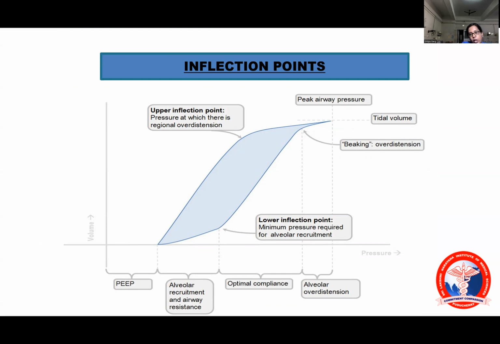Something called inflection points: the lower inflection point and the upper inflection point. The lower inflection point is the point where the lung starts opening, where the alveoli start opening. Just above the lower inflection point is where we apply the PEEP. And the upper inflection point is where the alveoli are maximally distended. Once it reaches the upper inflection point, we should not provide more pressure, which may result in barotrauma. So this is the significance of the upper and lower inflection points.